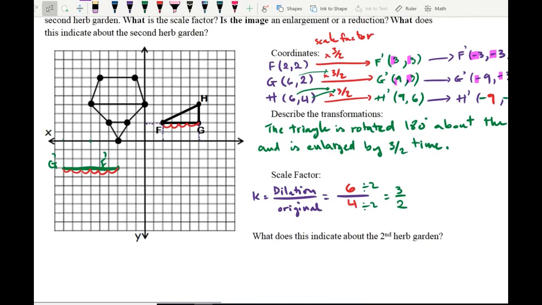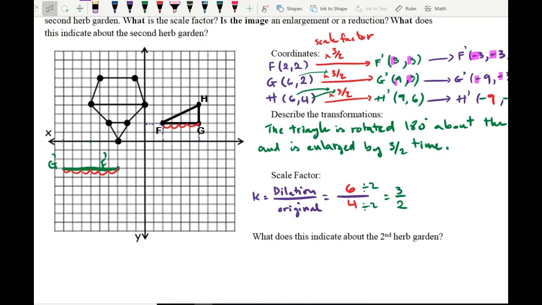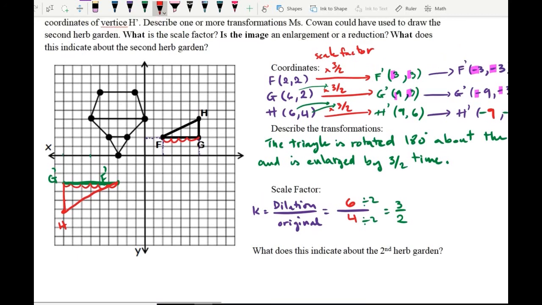Okay, what does this indicate about the second herb garden? Sorry, I forgot to plot point H. So -9 and -6, go down 6 right here. So all I can say is the second herb garden is a 180 degree rotation and 3/2 times larger than the original. Okay, so just describe what you see. Some of you may say that it is upside down. That will be fine. So tell me, what do you see in the picture? That is the last answer for this problem.